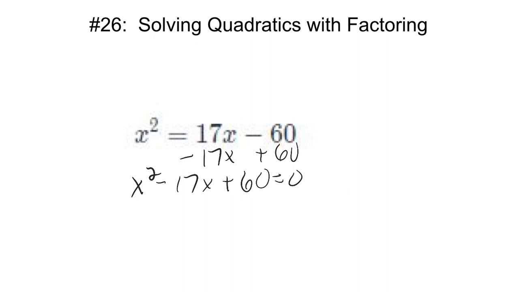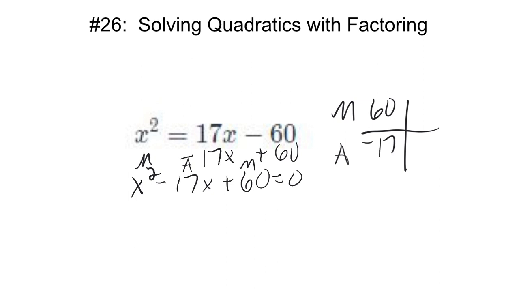That gives me a quadratic trinomial, and I know that when I have a quadratic trinomial, I'm going to use MAM. So I'm going to label this M, A, M. I multiply my M's together, I get 60, and my A is negative 17. So I need to find the factors that make 60 that when added together give us negative 17. This is going to tell me that both of my factors are negative.